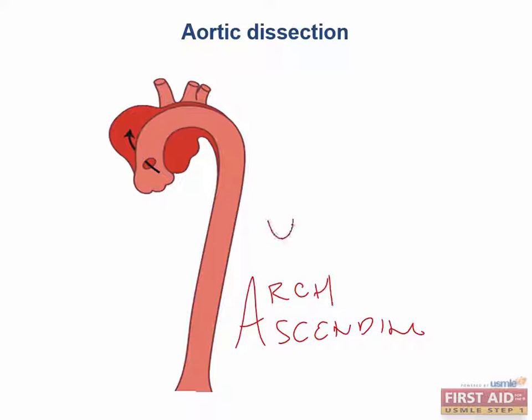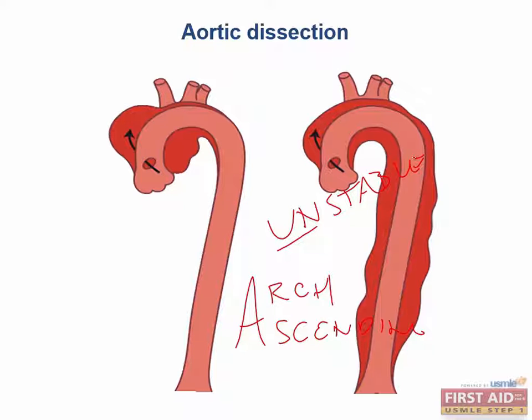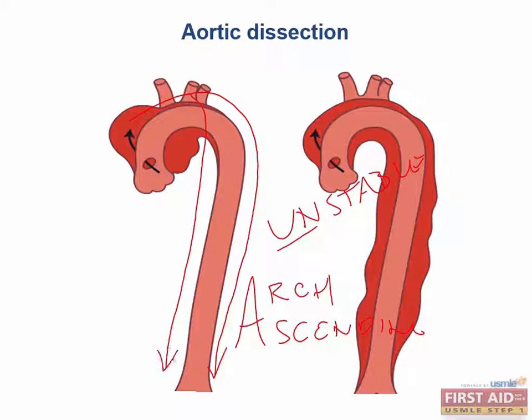These tend to be very unstable, not good, and they can increase in size or even extend proximally or distally, like you can see here. The tear continued and extended all the way down around both sides of the aorta. This is why type A requires surgery. You do not want the dissection to extend distally or proximally.